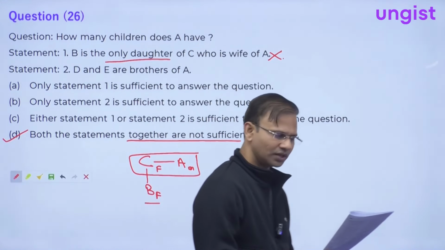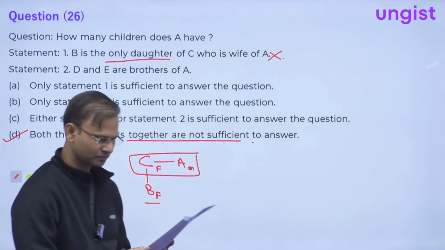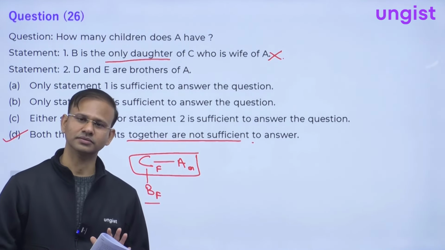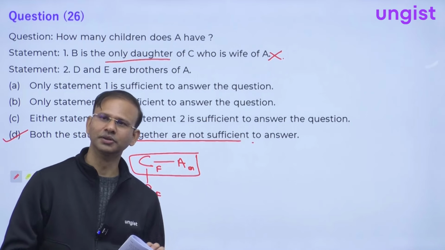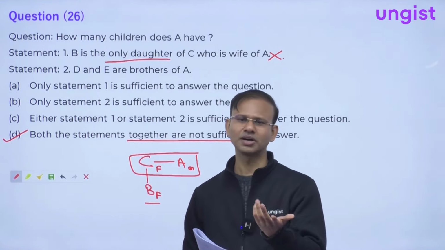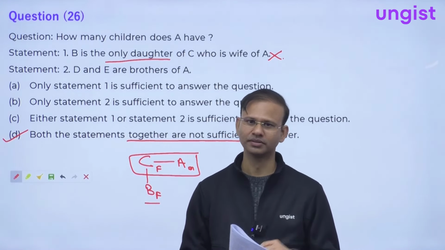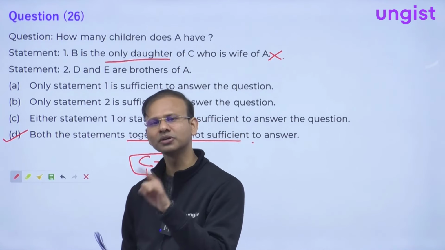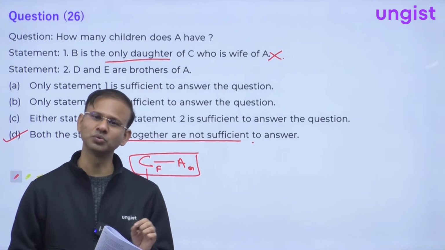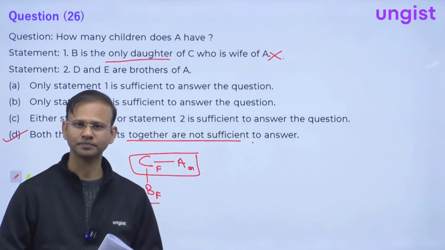Now, question number 27. Only daughter is not the only child. Suppose that you guys are three siblings. Out of that, two are boys and one is a girl. So your sister will be the only daughter of your parents, but she is not the only child of your parents. Clear? Okay.